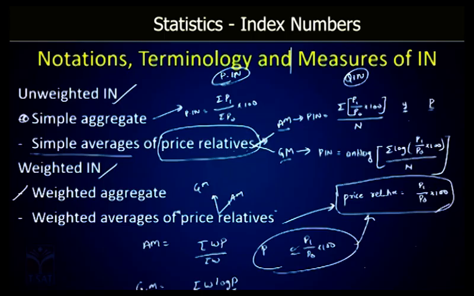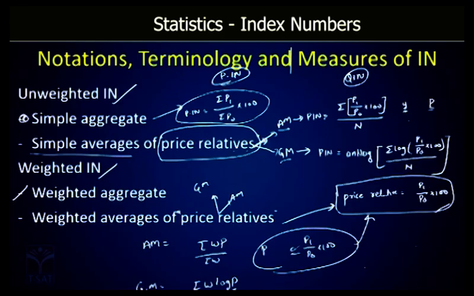What are we saying? We are saying the unweighted index numbers, for the unweighted price index number, the simple aggregate method, that is summation P1 by summation P0 into 100. Next we have simple average of price relatives. In this we have two formulas, for arithmetic mean and for geometric mean. For arithmetic mean we have summation P1 by P0 into 100 divided by n, and for geometric mean anti-log of summation log of P1 by P0 into 100 divided by n.